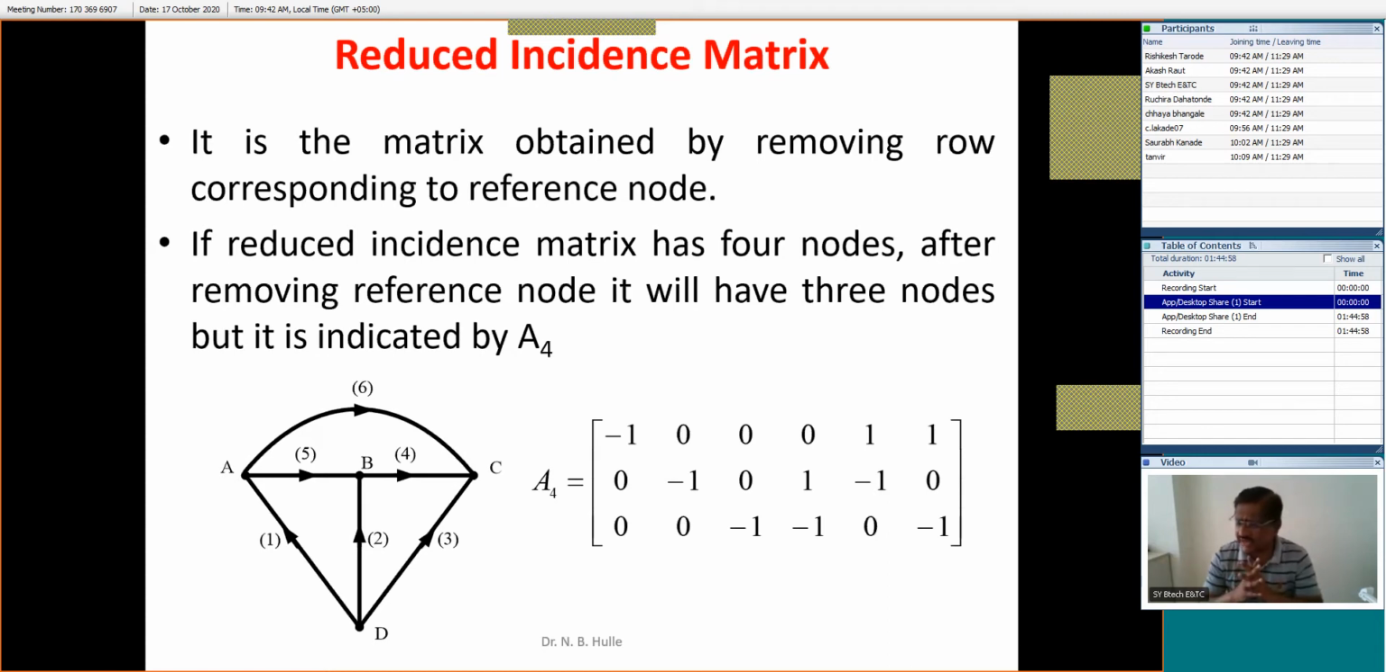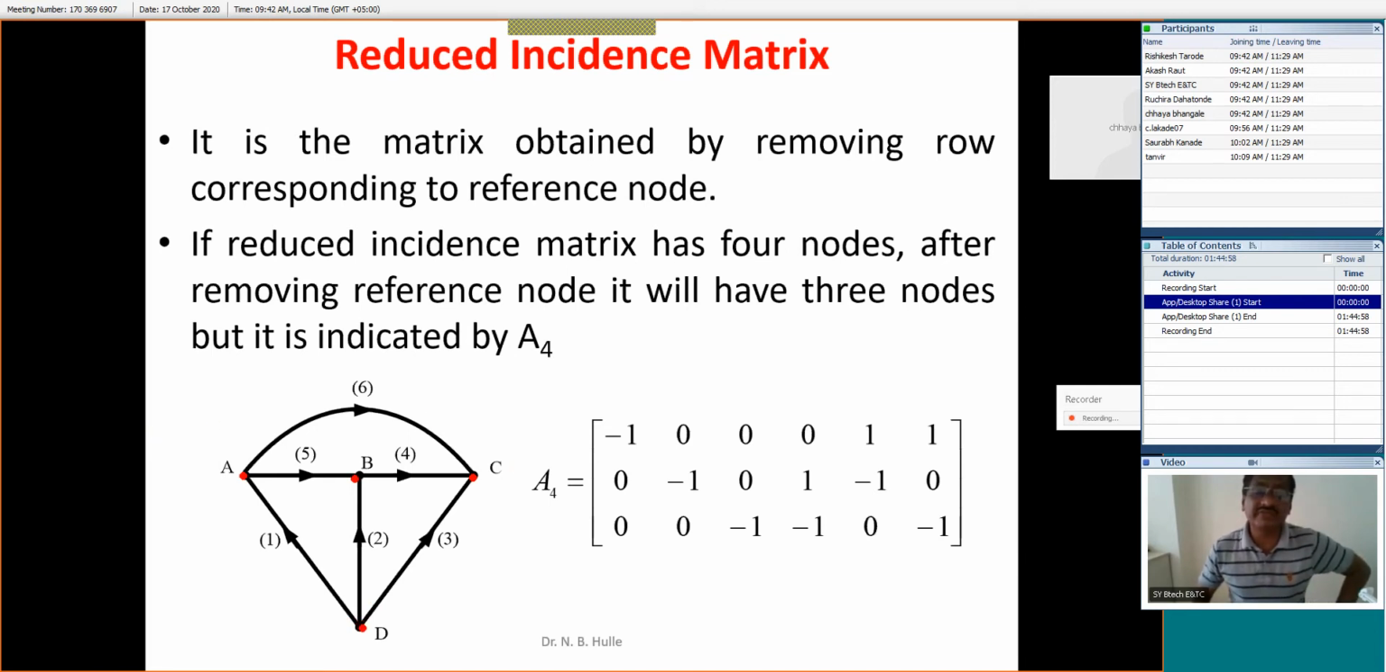Recall the things which we have studied in the nodal analysis method. This is a concept similar to the nodal. I will discuss it when I go to the tie-set and cut-set. Generally, we are considering only the required nodes. In this case, if we have nodal analysis with 1, 2, 3, and 4 nodes, how will we do it generally?